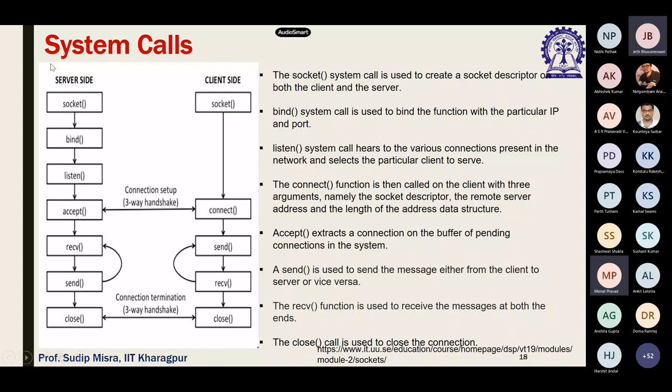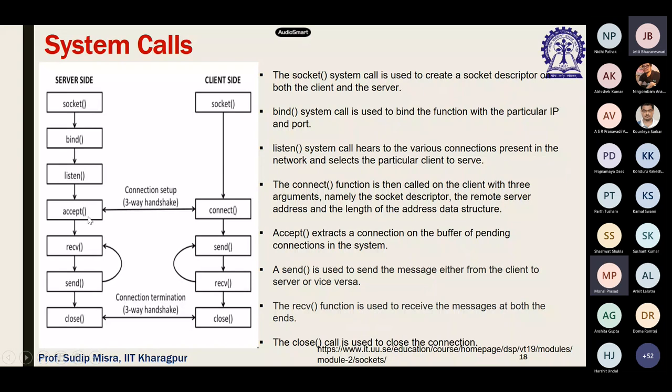And then comes the accept. But before the accept, let us understand: we have created the socket on the server side and on the client side, the bind operation is done, and the server goes to the listen state. Then the client executes the connect function, which is called with 3 arguments, namely the socket descriptor, the remote server address, and the length of the address data structure. So it connects and sends a connection request.